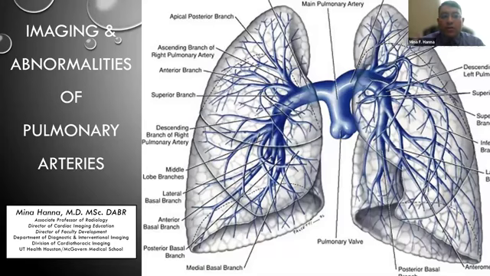Imaging and abnormalities of pulmonary arteries. So to talk about pulmonary arteries, we usually receive a lot of orders and requests to do pulmonary embolism studies to check for any pulmonary emboli, especially in emergency situations with chest pain, tachycardia, or tachypnea. We need to understand how the pulmonary arteries are distributed, the anatomy of the pulmonary artery, and then how to image them. And the last point, what are the different pathologies that we may face or find in the pulmonary arteries?